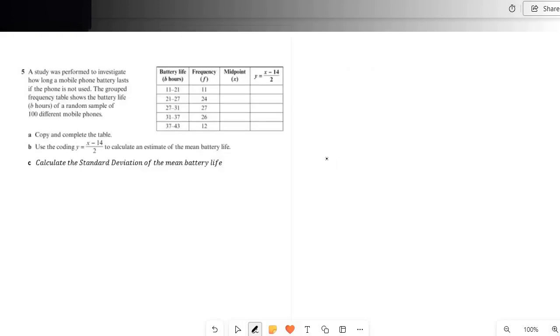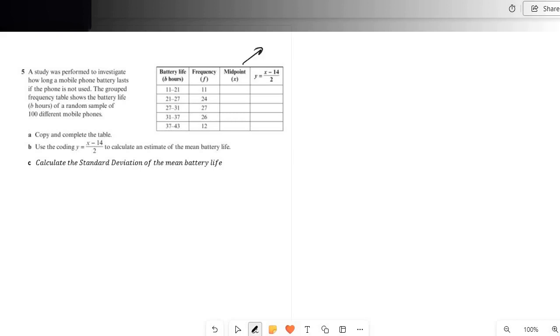For number 5, a study was performed to investigate how long a mobile phone battery lasts if the phone is not used. The grouped frequency table shows the battery life in hours of a random sample of 100 different mobile phones. So here we have battery life in hours and their corresponding frequencies. We are given an empty column of midpoint, and y equals (x minus 14) divided by 2, which we are using as a coding to make the values smaller so that calculations become easier.